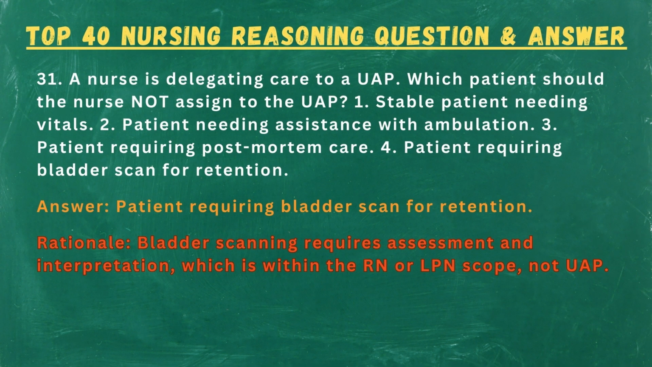31. A nurse is delegating care to a UAP. Which patient should the nurse not assign to the UAP? 1. Stable patient needing vitals. 2. Patient needing assistance with ambulation. 3. Patient requiring post-mortem care. 4. Patient requiring bladder scan for retention. Answer. Patient requiring bladder scan for retention. Rationale. Bladder scanning requires assessment and interpretation, which is within the RN or LPN scope, not UAP.